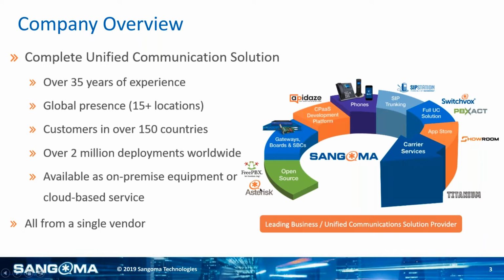You'll notice here it starts with Asterisk at the very core of all the products. We have gateways, boards, SBCs, phones, SIP trunking services, of course the full UC solution, and we're showing you the Switchvox Cloud today, app stores, carrier services. It's all coming to you from one single vendor.